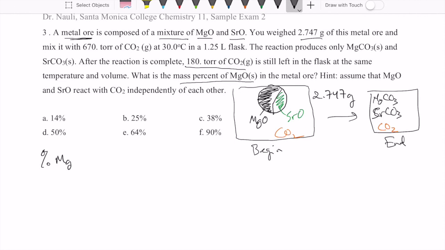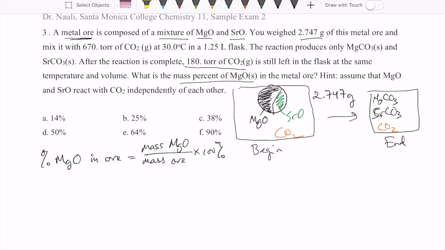Percent magnesium oxide in the ore can be calculated if you take the mass of the magnesium oxide over the mass of the ore times 100%. Now, we know the mass of the ore, so it's just a matter of finding the mass of the magnesium oxide here. Now, that's actually not that easy to do because we have two things that are unknown, right? The magnesium oxide and the strontium oxide. Given that we know there's a reaction, you can tell that you would have to do some kind of stoichiometry with the CO2, and so we have to write some reactions.